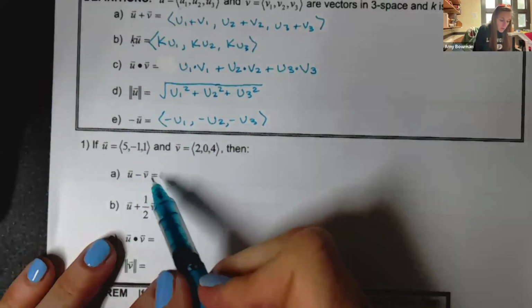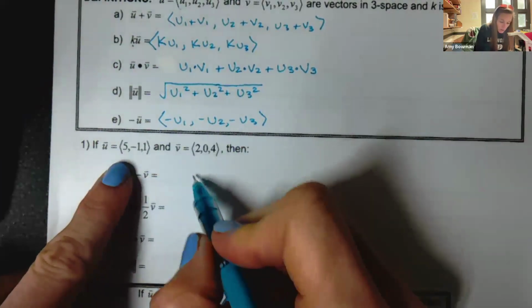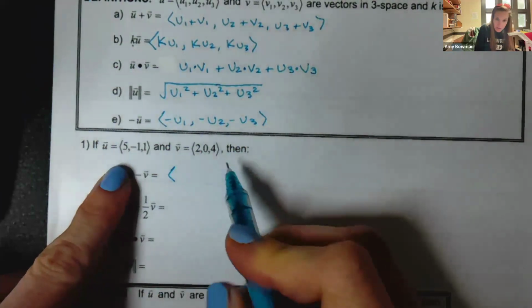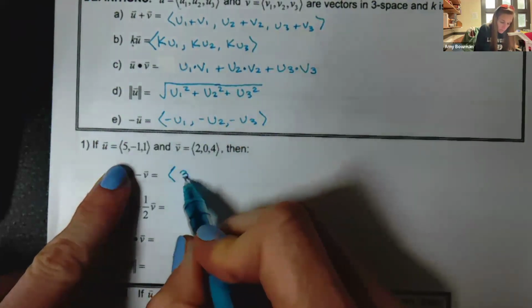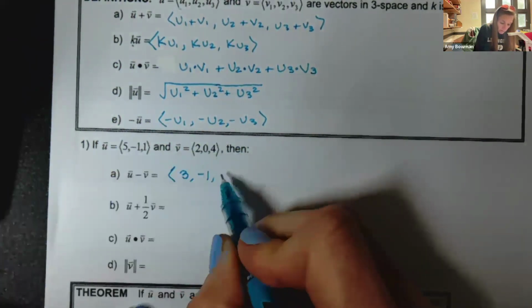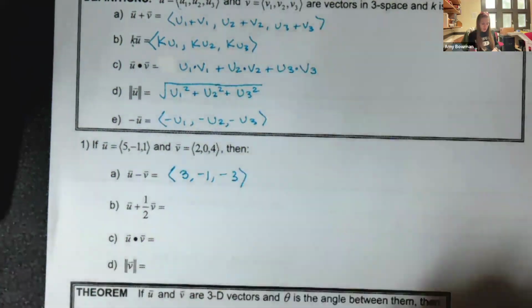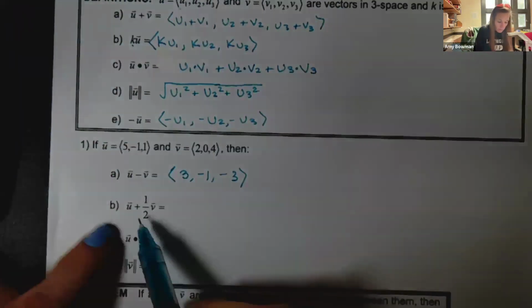Okay. u minus v, so that would just be 5 minus 2. I'm not gonna write that step out because I think we can all track that. 5 minus 2 is 3. Negative 1 minus 0, and then 1 minus 4. So there's our vector subtraction, which is really just adding the negative of vector v.